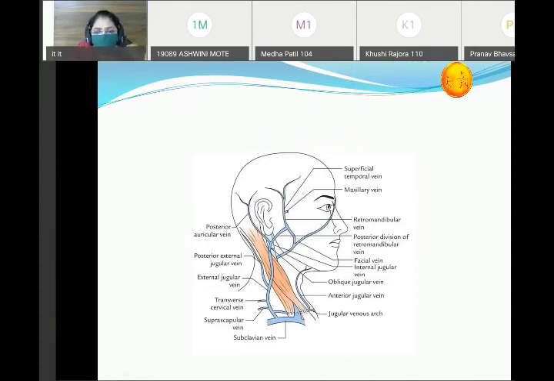This is the figure where you can see here the external jugular vein, which is formed by the posterior auricular vein, and here you can see it is formed by the posterior division of the retromandibular vein. We have studied this long back. These are the tributaries forming the external jugular vein, which drains into the subclavian vein.